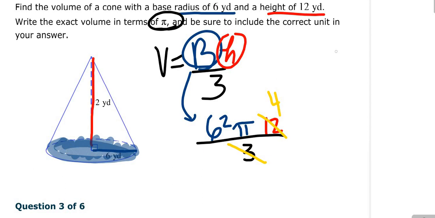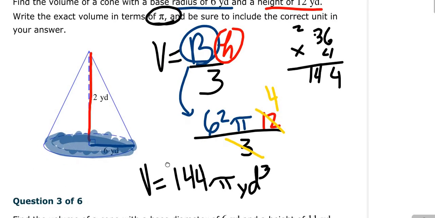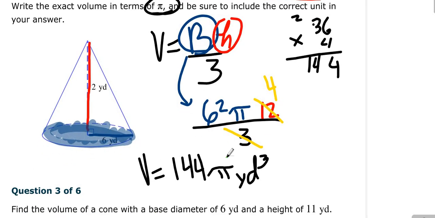Take the 3 into the 12, or you could have taken the 3 into the 36. It doesn't matter, but you end up with 36 times 4. So our volume here is 144 pi yards cubed. And you leave it at that because it says in exact pi form.